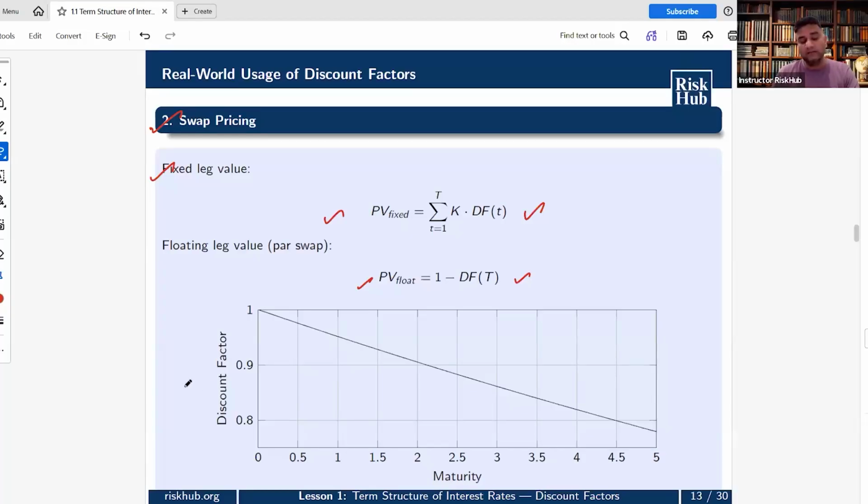And if you look at the chart which is given: horizontal axis maturity 0 to 5 years, vertical axis discount factor 0.8 to 1. The single line falls from 1 to about 0.78. The picture shows the discount curve used to value both legs. The technical clarification: present value of fixed omits the notional and the day count fraction. The full version is your present value of fixed.